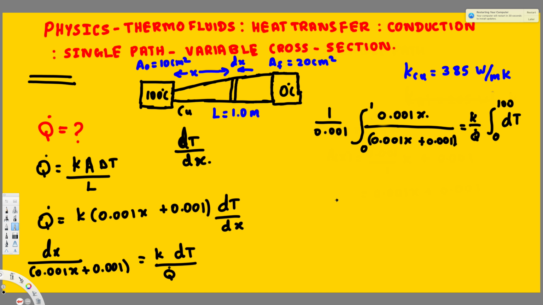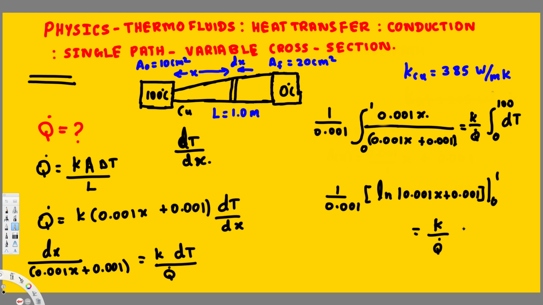If you integrate this one, that's going to give you 1 over 0.001 ln of 0.001x plus 0.001, and the limits of integration are 0 to 1. And on the other side we are going to have k over Q dot. If you integrate dT, that's going to give you T. So we are going to have k over Q dot times T.